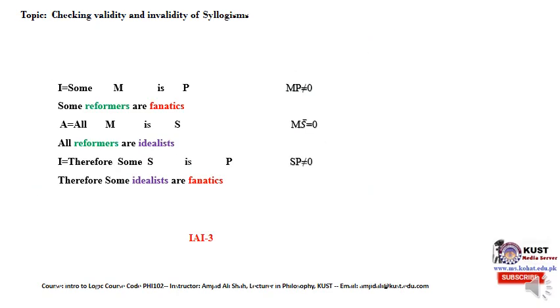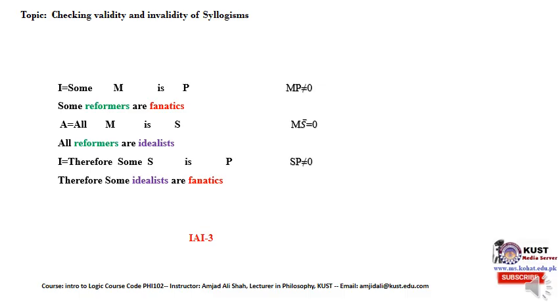Next, we have another syllogism, that is IAI3. Some reformers are fanatics. All reformers are idealists. Therefore, some idealists are fanatics. Now, if you see this syllogism, this is a combination of universal affirmative and particular affirmative. But this is a little bit different from the previous one.